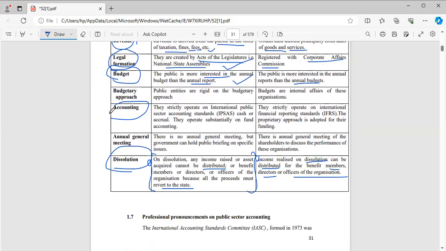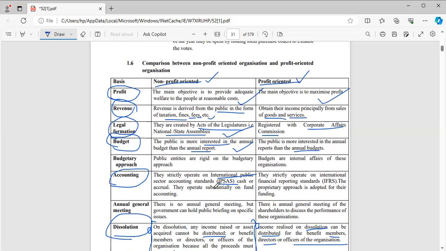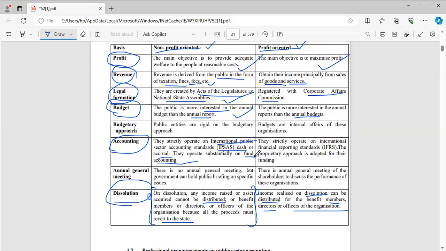I would like to take the accounting part of it. They strictly operate on the International Public Sector Accounting Standard, IPSAS. Government accounting is prepared under an accounting standard known as IPSAS, either using cash or accrual basis. They operate substantially on fund accounting. I've said this earlier when we were looking at the characteristics. So these are the peculiarities of public sector accounting. They use IPSAS, they can either use cash or accrual basis, and they also use what we call the fund accounting system.